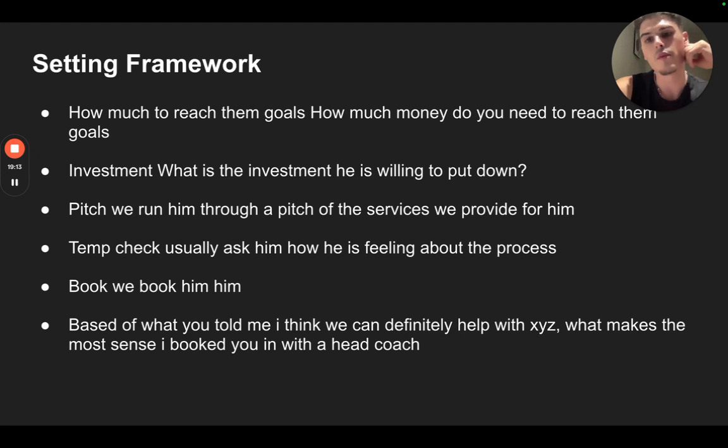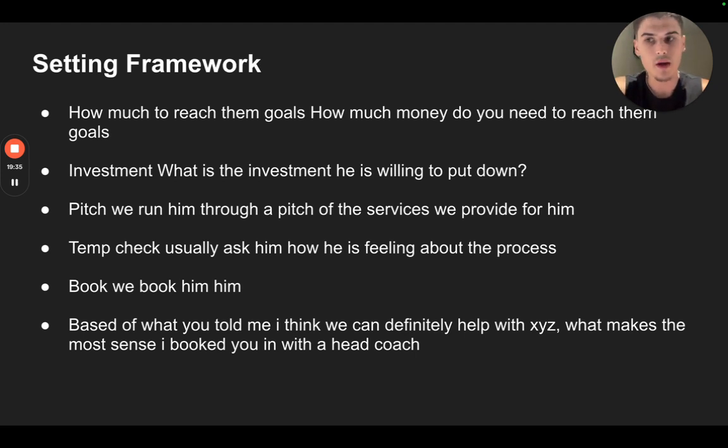Pitch. We then run them through a pitch of the services we provide for them. Every offer and company will be a little bit different. You run them through that. It will be the basic pitch, unlike the closer, and that way they know what we're actually offering. We then book the call. So we solidify a time for them, and we make the closer sound really good.